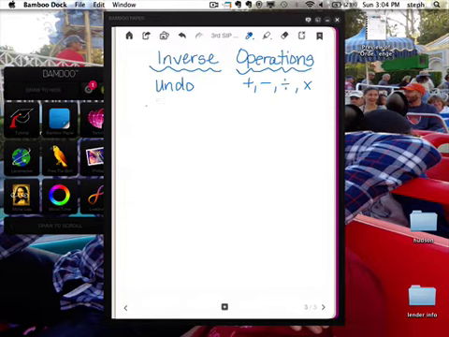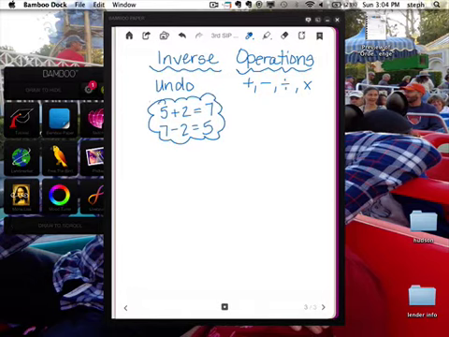So, for example, if you have 5 plus 2 equals 7, you can write 7 minus 2 equals 5. So you've undone that problem because it's a fact family. So we have a fact family right there. So addition and subtraction are inverse operations with one another. Let's look at multiplication and division.